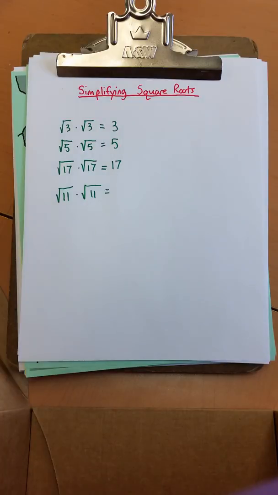Any square root times itself equals the number under the square root sign. So what will the square root of 11 times the square root of 11 equal? It will be 11. Meaning for any x, the square root of x times the square root of x must equal x.